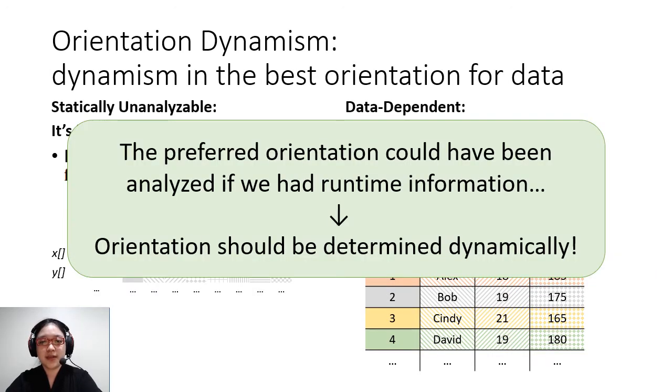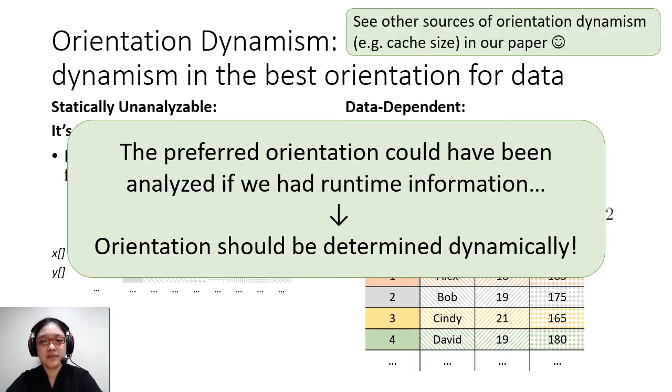Both examples show that while static analysis fails, the preferred orientation could have been analyzed if we had runtime information. This means that orientation should be determined dynamically at runtime. There are also other sources of orientation dynamism that we do not address with DSOAP. You can read more about those in our paper.